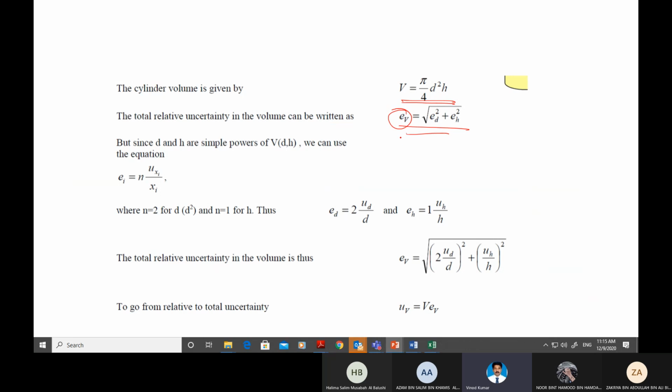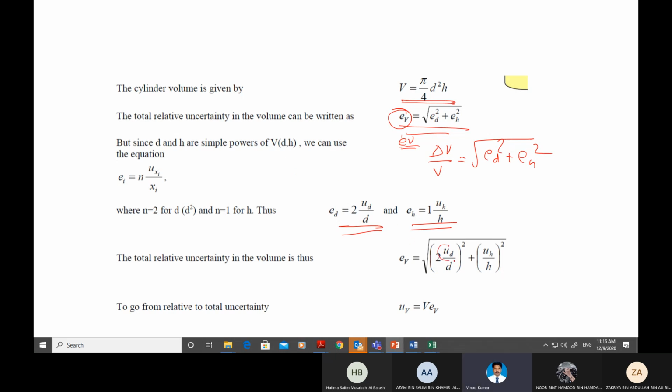The error delta V, or EV. EV means delta V by V, which you calculate as the square root of ED squared plus EH squared. ED is 2 times UD by D, and EH is 1 times UH by H. So it is 2 times UD by D the whole squared, plus UH by H the whole squared. From here we substitute the values and get the answer.